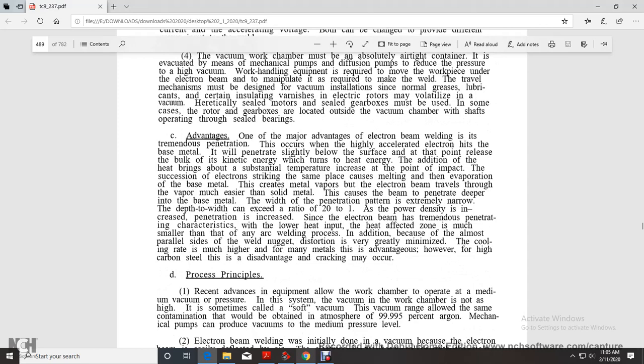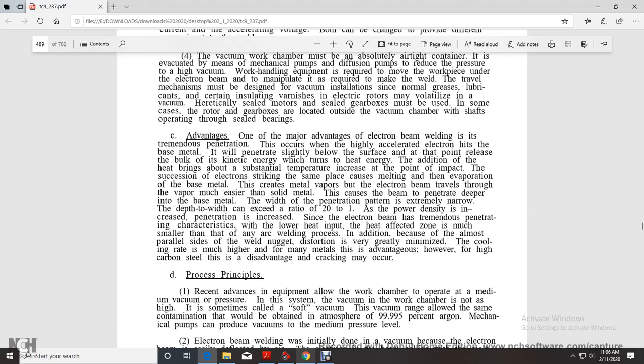Now, the advantages. One of the major advantages of electron beam welding is the tremendous penetration capability. A highly accelerated electron hits the base metal, penetrating slightly below the surface, and releases the bulk of its kinetic energy, which turns into heat energy. The additional heat brings a substantial temperature increase at the point of impact, with electrons striking in the same place, causing melting and evaporation of the base metal and creating metal vapor. The electrons travel through the vapor mass more easily than through solid metal. This causes the beam to penetrate deeper into the base metal.